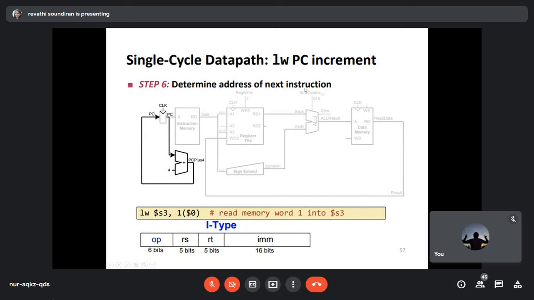So this is the single cycle data path for the load word operation, which holds 6 steps, right from step 1, fetching the instruction, to the last stage of determining the address of the next instruction.